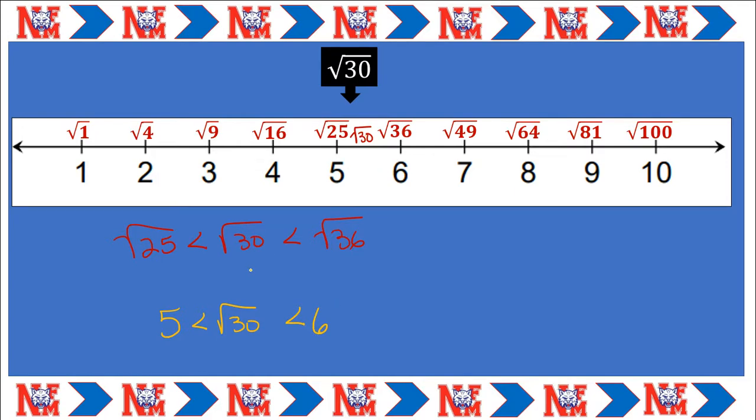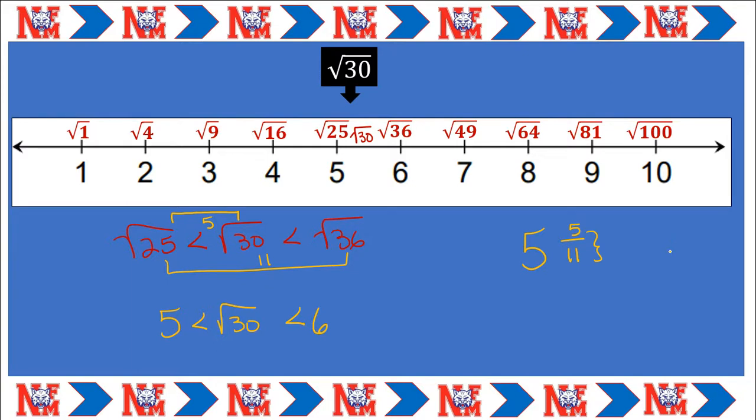So somewhere between 5 and 6, we can see on the number line, is the square root of 30. So now to find the decimal part, we're going to have 5 as our whole number. We're going to find the numerator. From 25 to 30 is 5, and then from 25 to 36 is a range of 11. So 5/11ths. And now we're going to convert the fraction into our decimal part.